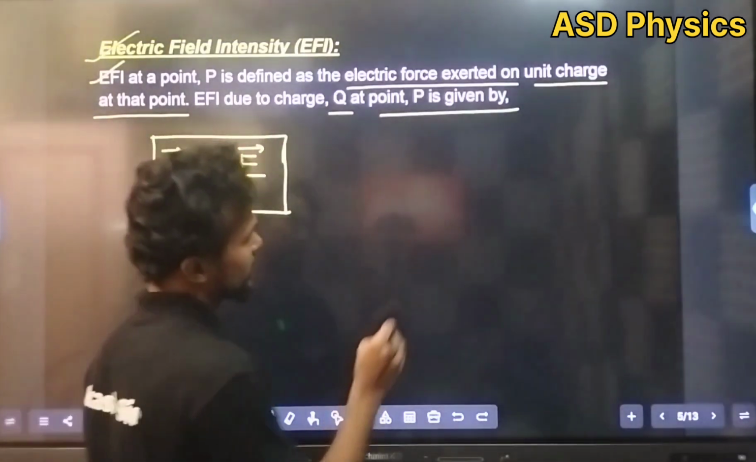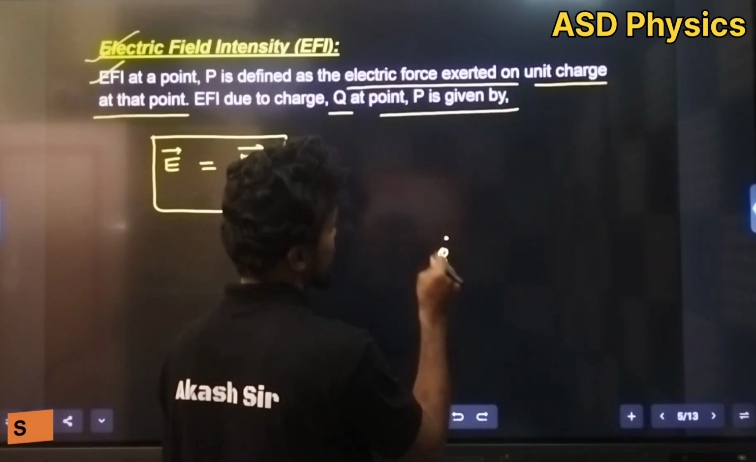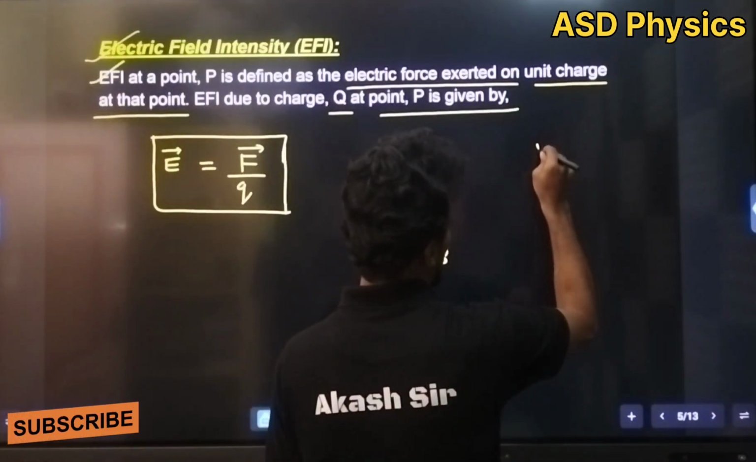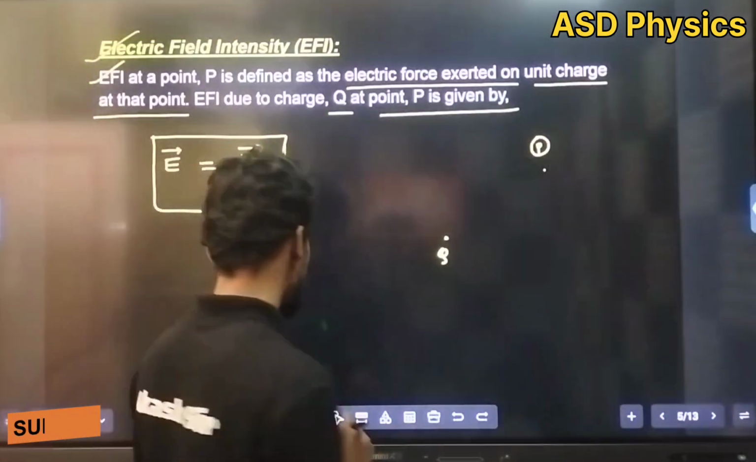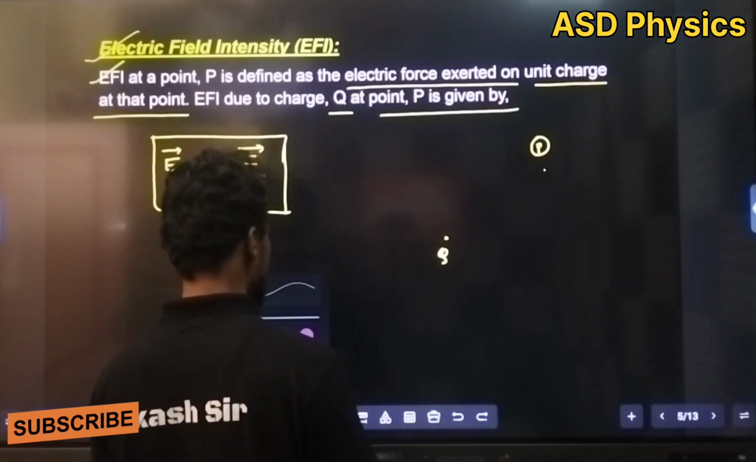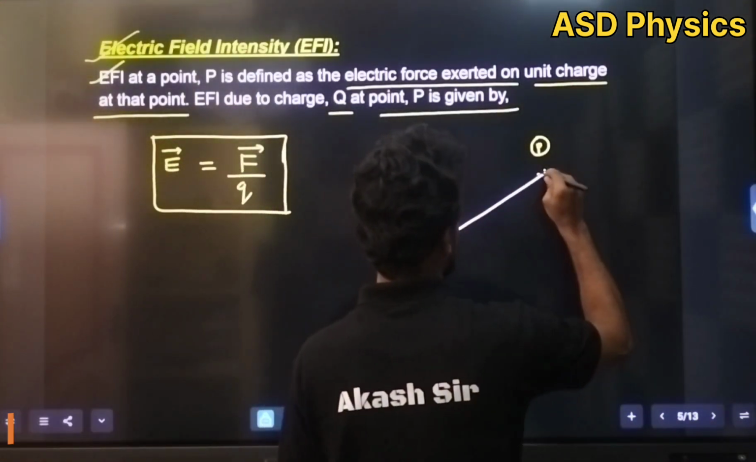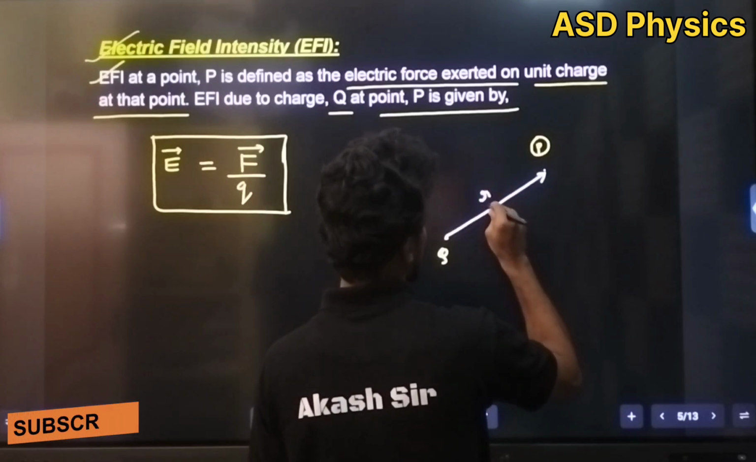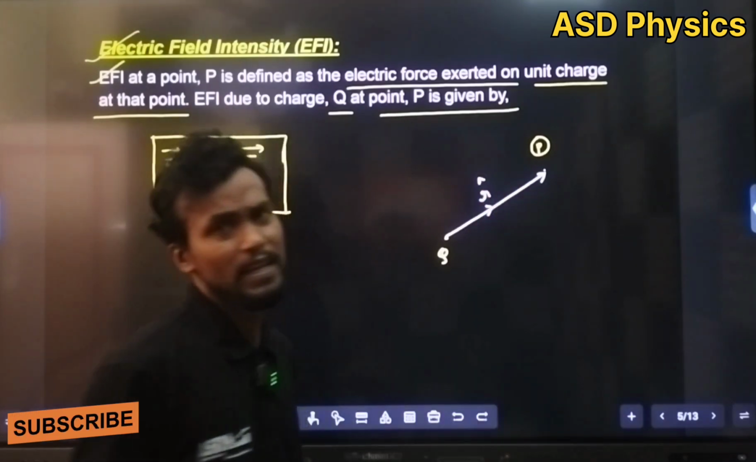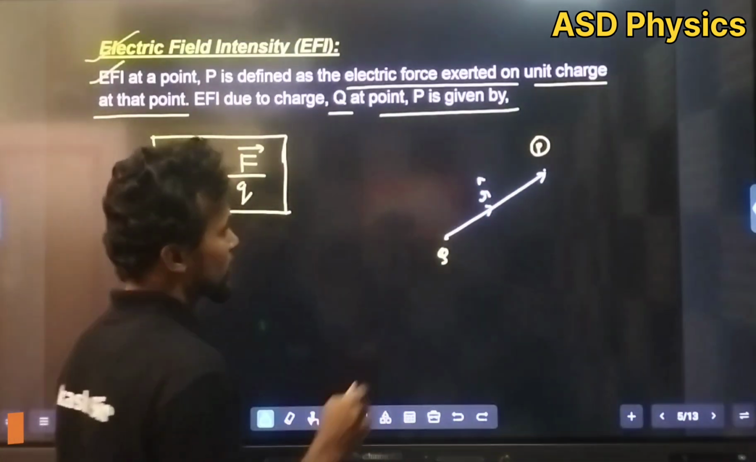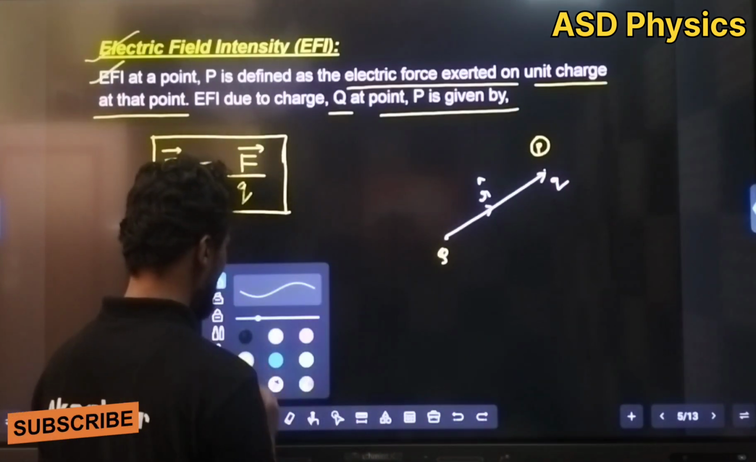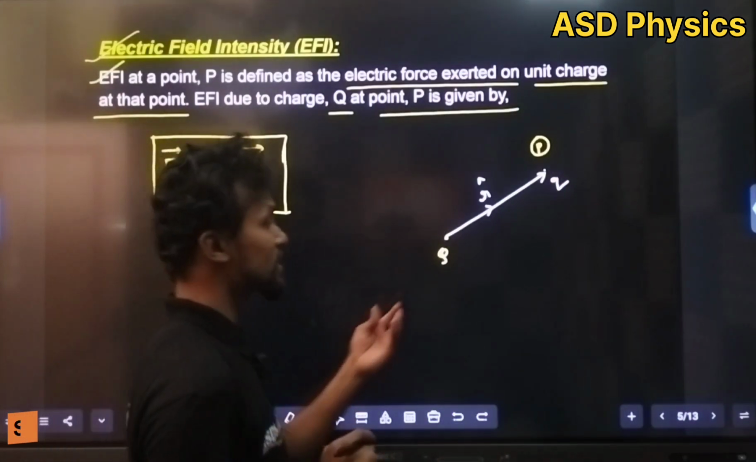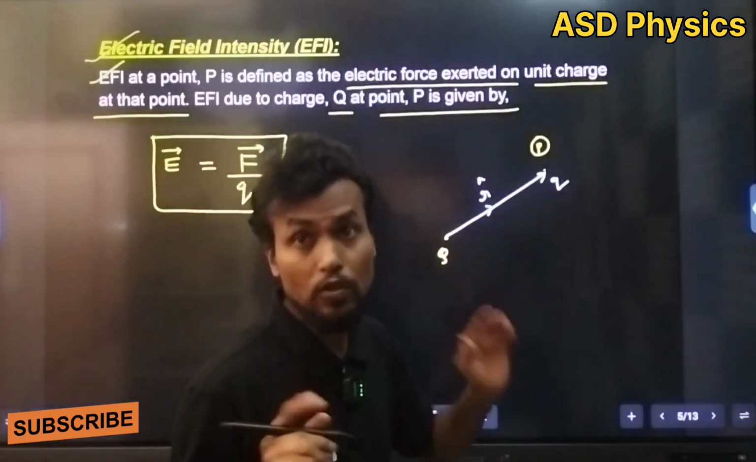Now, if we have the charge Q here, and at this point P I want to calculate the electric field. First I will draw the position vector. This is the position vector, and in this direction let's take the unit vector r cap and the length is r. Here I will take one test charge, small q, and both the charges are positive.